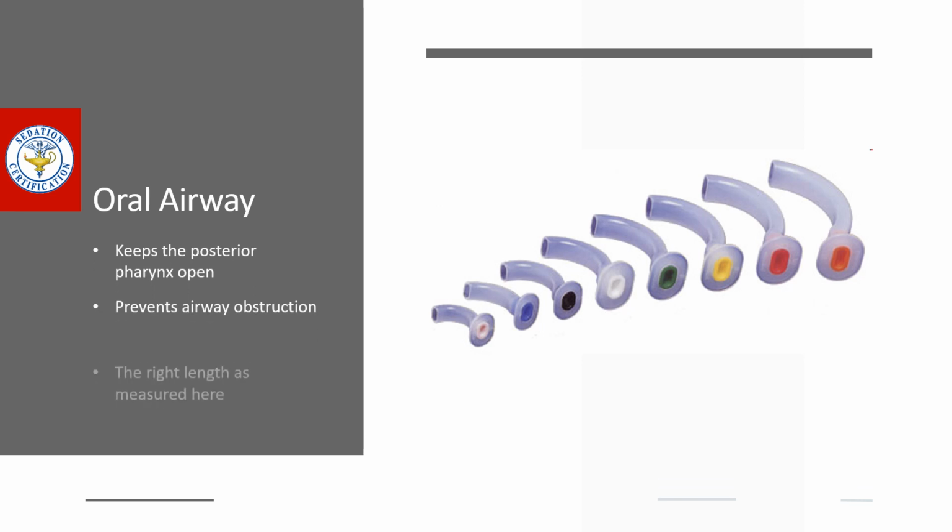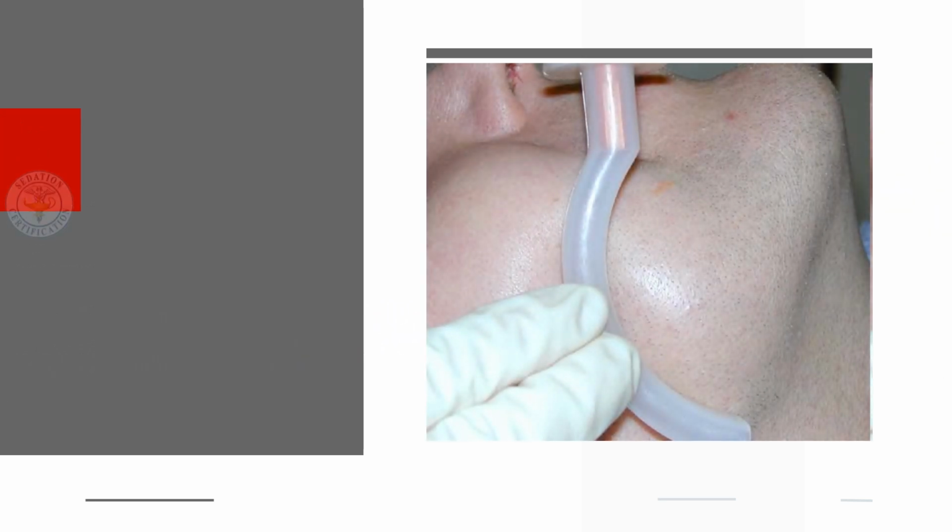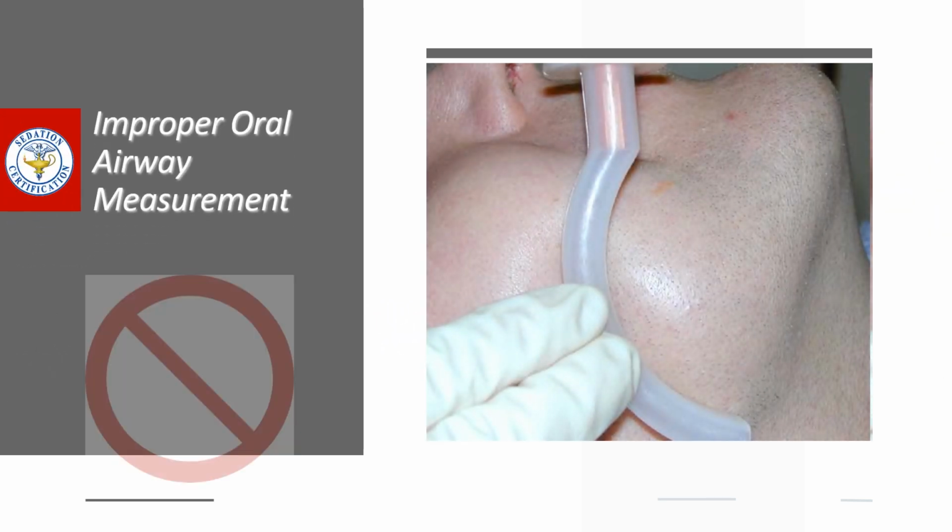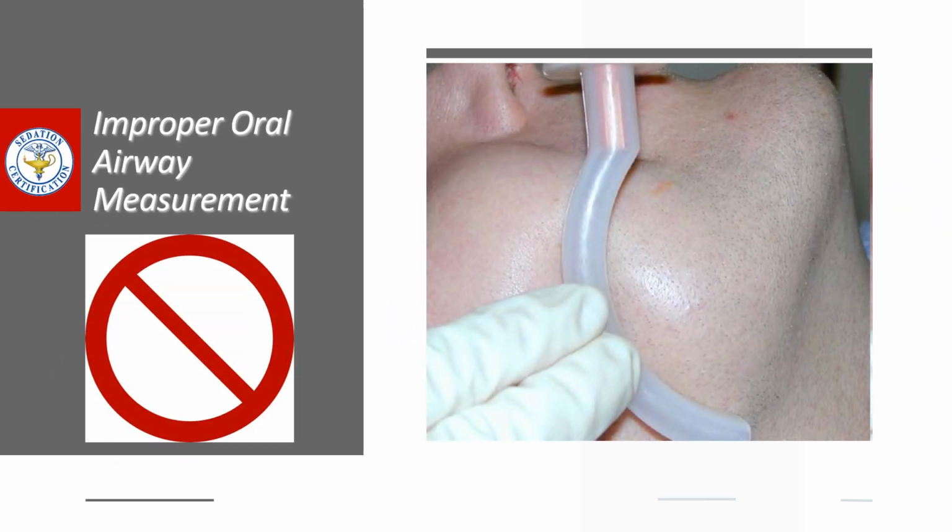Now this one's got the hole in the middle. Most of them come looking like this. They've got the side, so it doesn't matter what you've got. The key here again is making sure that you know what length, because if you don't have the right length, what's it going to do? It's going to go right up against the tongue and going to block you out.